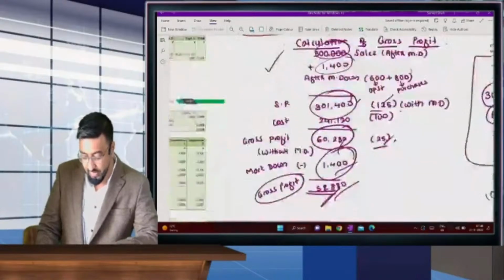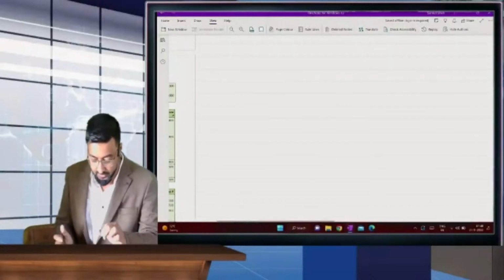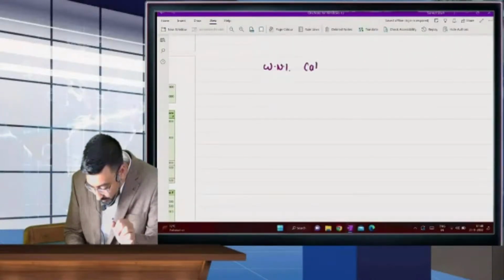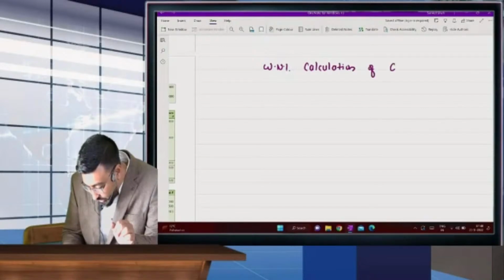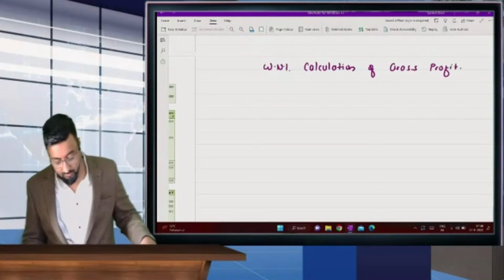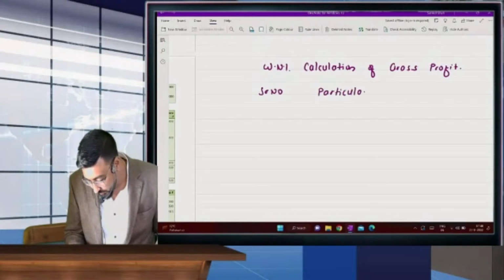Trading account answer. Yes, in exam you have to present it in this way. Calculation of gross profit. चलो अच्छे से presentation देता हूँ. Write down working note 1. Calculation of gross profit. चलो लिखो calculation of gross profit. Serial number. Particulars. Rupees.